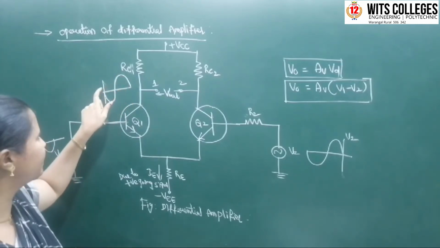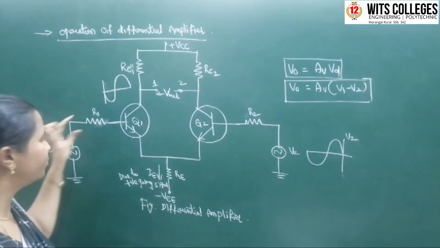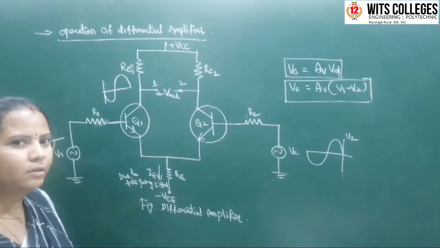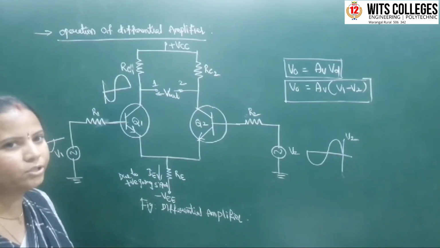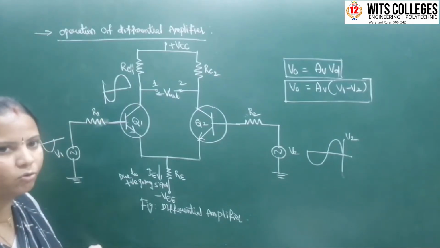The amplified signal is 180 degrees out of phase. The input and output are 180 degrees out of phase, but they are the same in magnitude. Okay? They are 180 degrees out of phase.